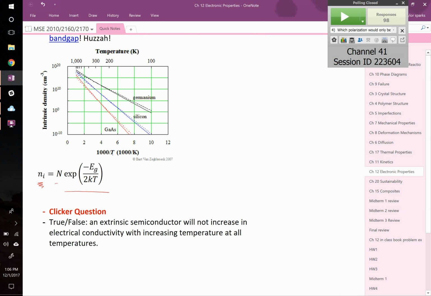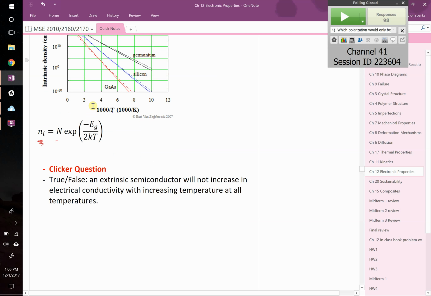This time there's a 2 in the denominator, 2kT as opposed to regular kT. But otherwise this looks pretty similar to other thermally activated equations that we've seen this semester for creep, for diffusion, for everything else, right? So again, you could rearrange this equation. I'm not going to take the time to do it in class because we've done it multiple times now. But you could rearrange this to see why the slope of this gives you the band gap. And I think you'll have a chance to do it on one of the homeworks.